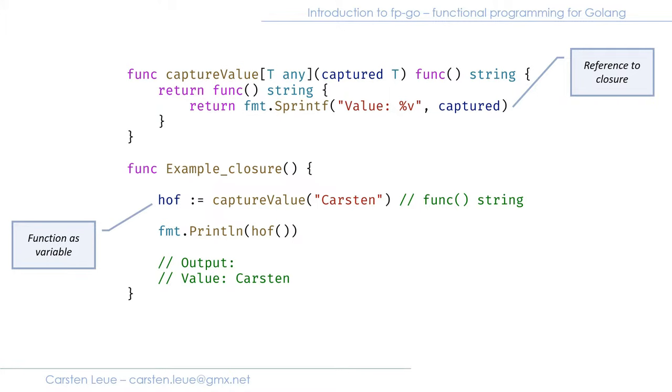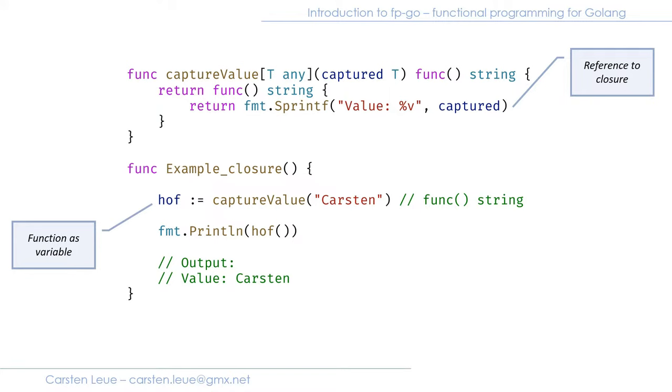in this context, because the captured value does not flow into the parameterless function that is the return value. It flows into the function that generates the parameterless function. It's basically captured in that function and available as a closure. And in the example function, you can see how that would be used in practice.